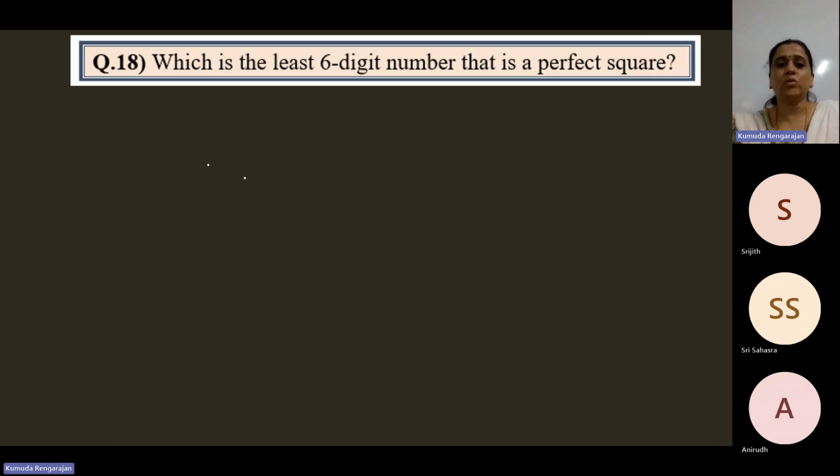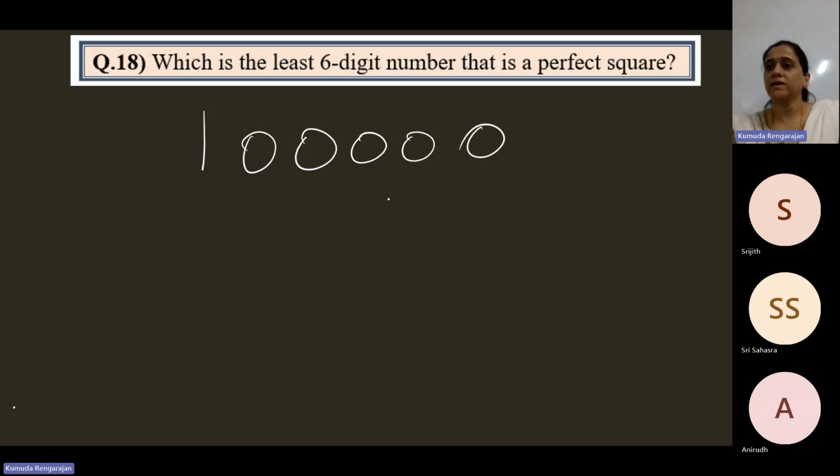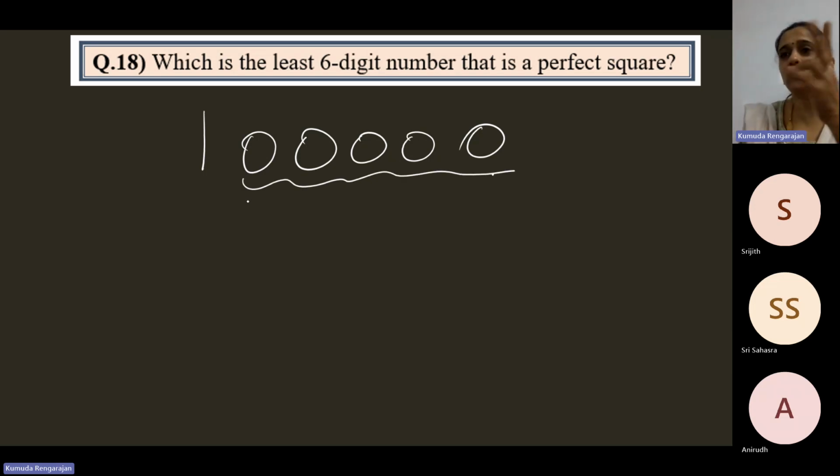Now look at this one. Which is the least 6-digit number that's a perfect square? First, which is the smallest 6-digit number? 1 followed by how many zeros? 1, 2, 3, 4, 5 zeros. This is the smallest 6-digit number, but it's not a perfect square, because perfect squares will not have 5 zeros at the end.